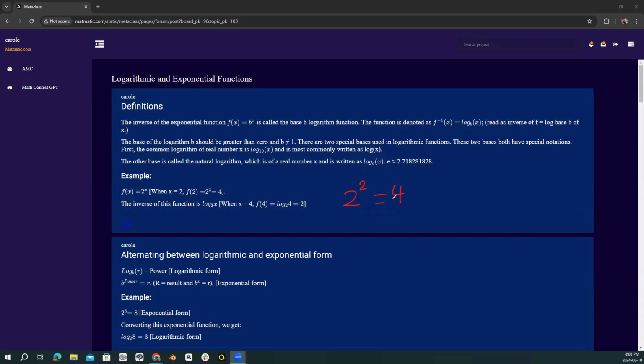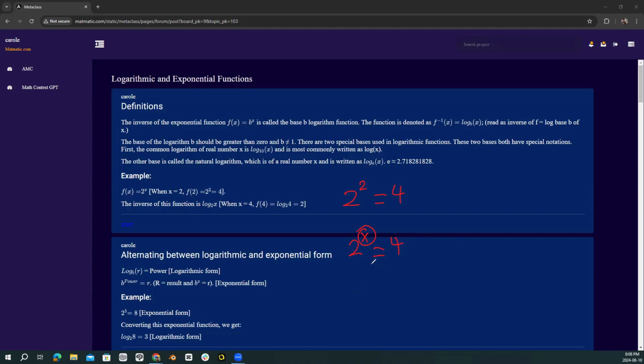So what if we get an equation with an unknown power, like 2 to the power of x equals 4. And we have an unknown variable here. Does anyone want to try solving this question, just for fun? Does anyone have any idea on how to find this missing variable here? No, okay.